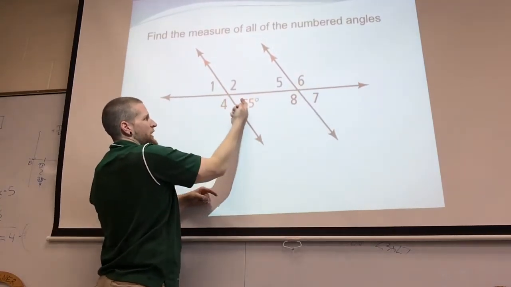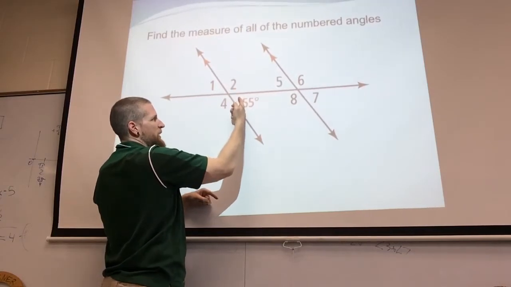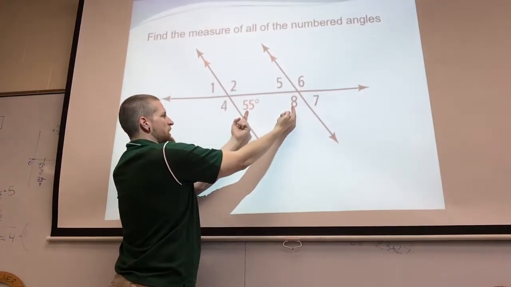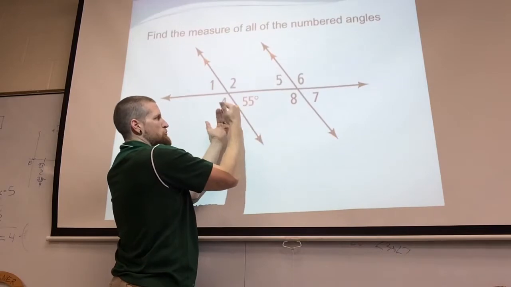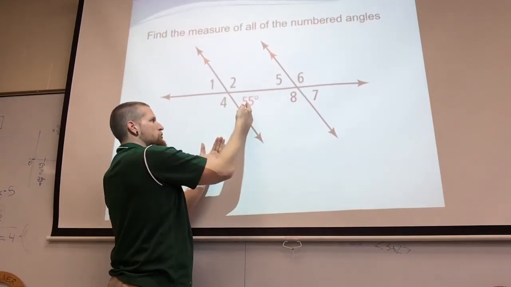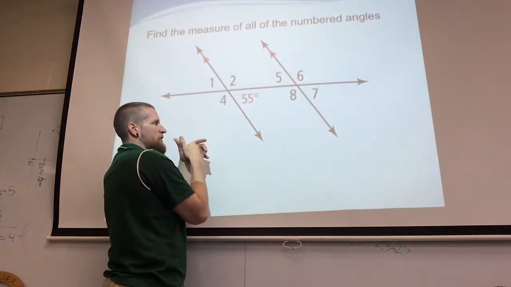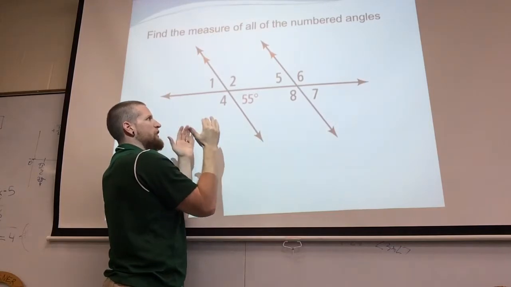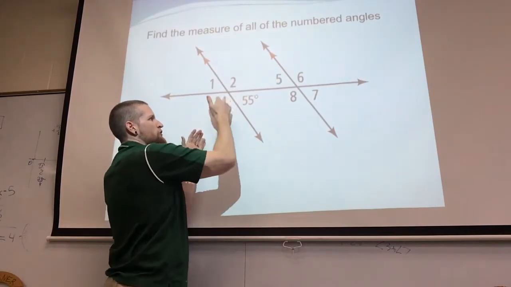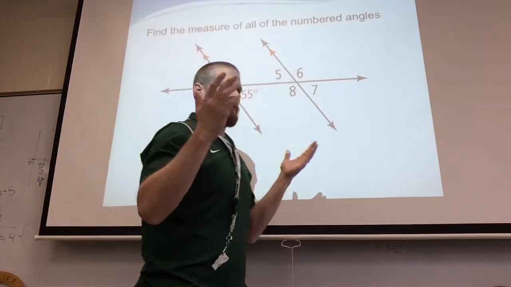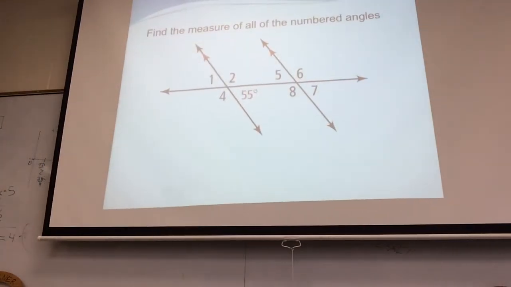These two right here have to add up to 180. I could do it as a linear pair. These two are same side interior. They add up to 180. So finding the other number is just going to be you subtracting that from 180. So all the other ones are 125: 2, 4, 6, and 8. So it's not that hard of a problem.